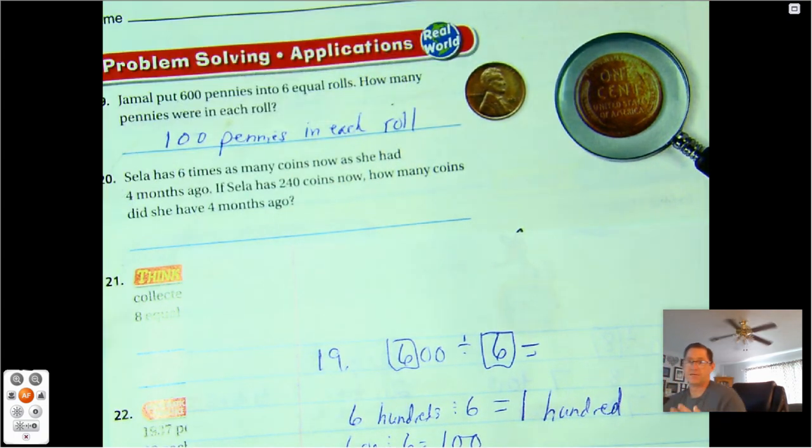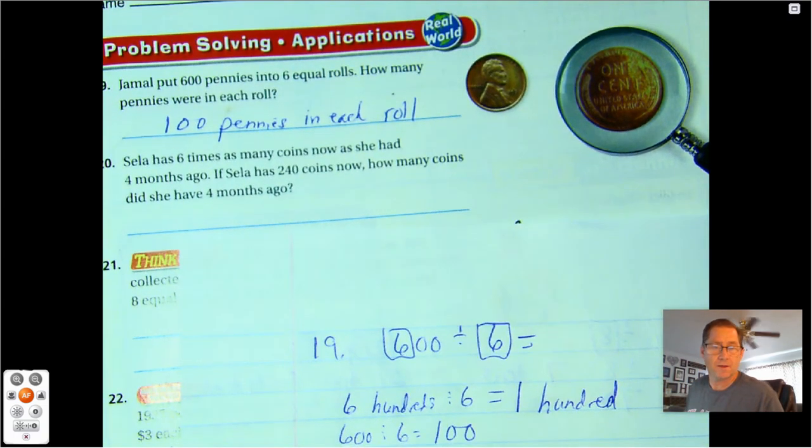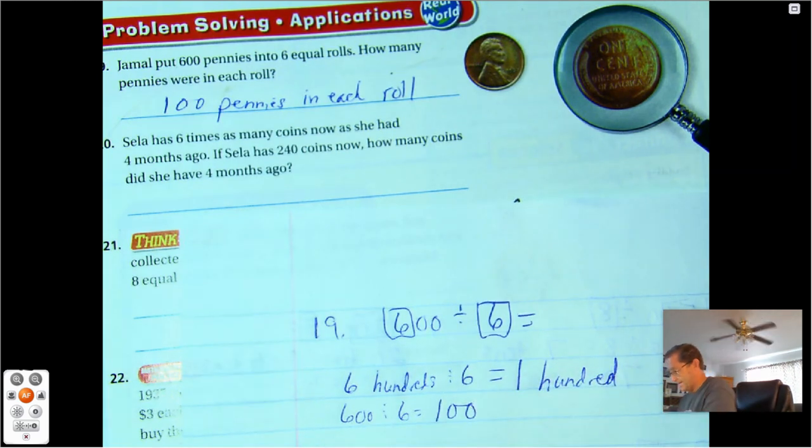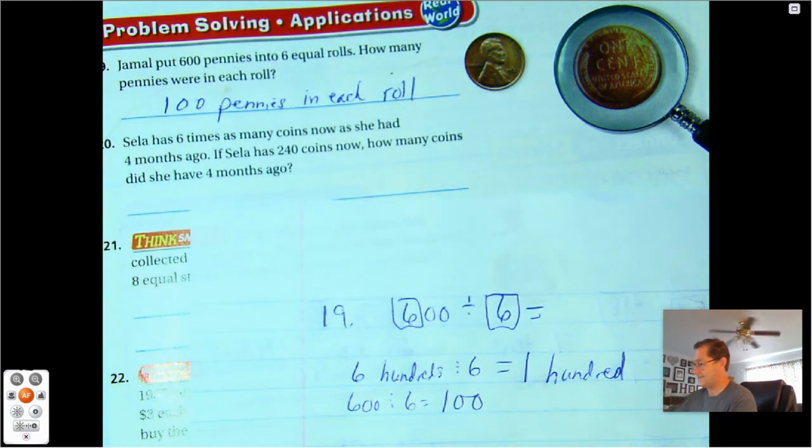Easy enough. Okay, 20. Selena. Yeah, I can read, really.